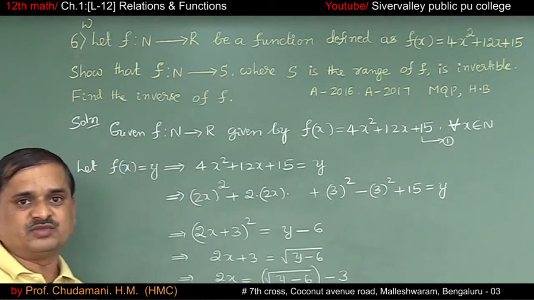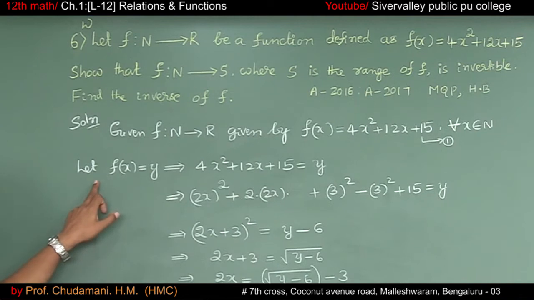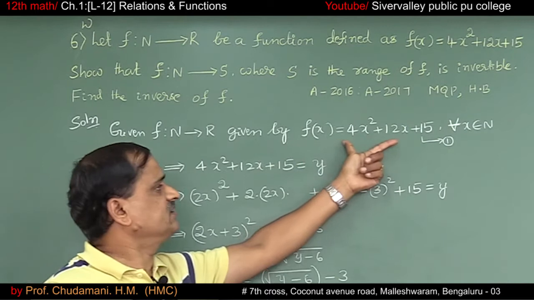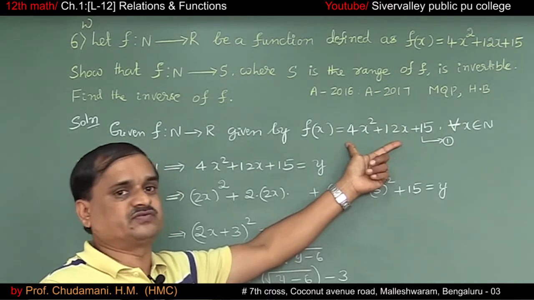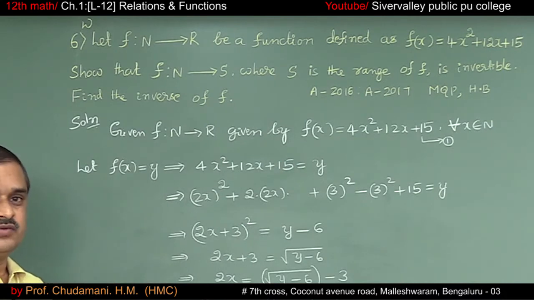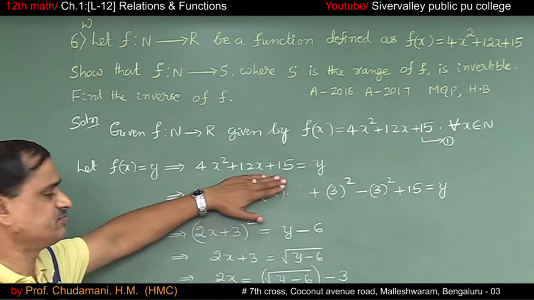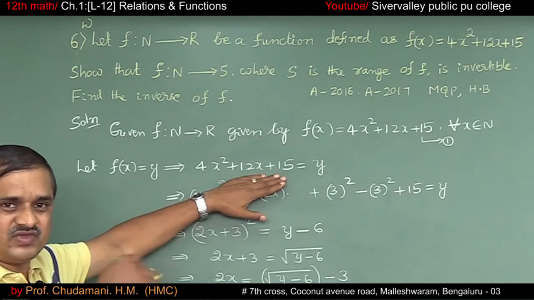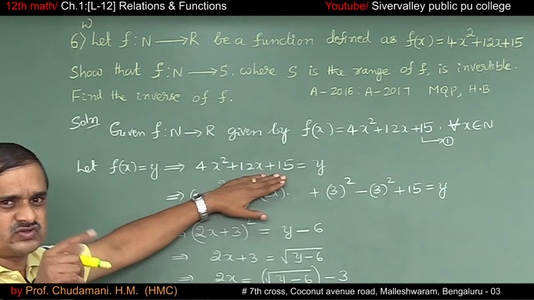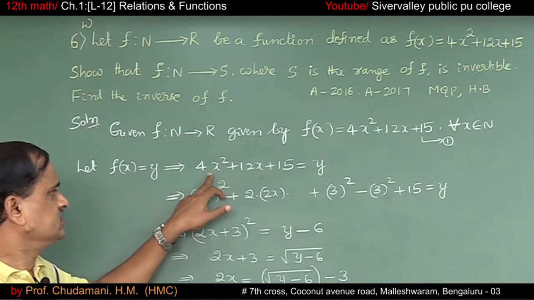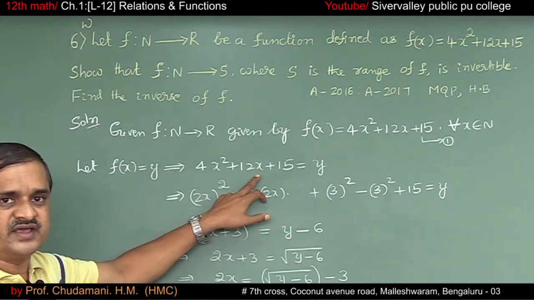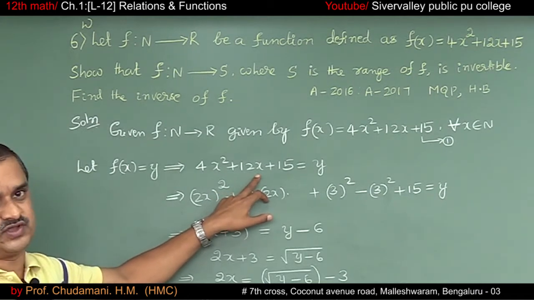For all x belongs to natural numbers, let f of x is equal to y. What is f of x? 4x square plus 12x plus 15 is equal to y. We are supposed to solve for x from this equation. So till now we have a linear equation, right? Only one quadratic x square plus 4, but this is a complicated one. You need to solve for x by completion of the square method.